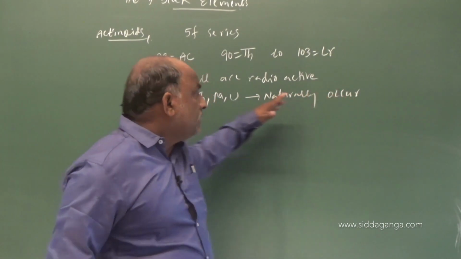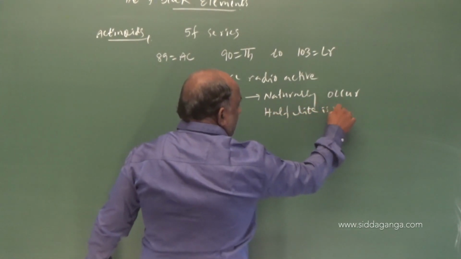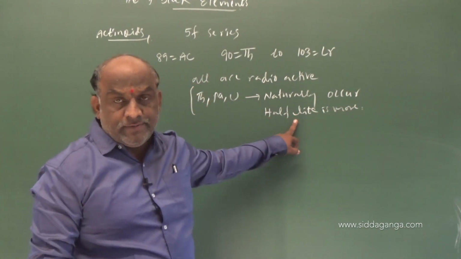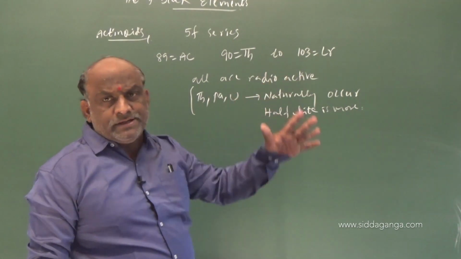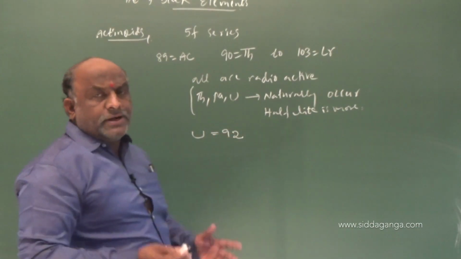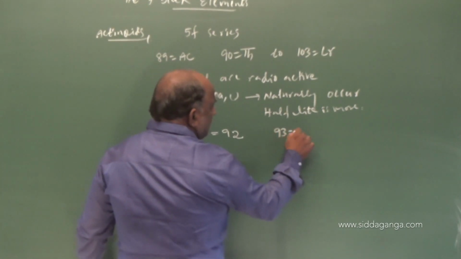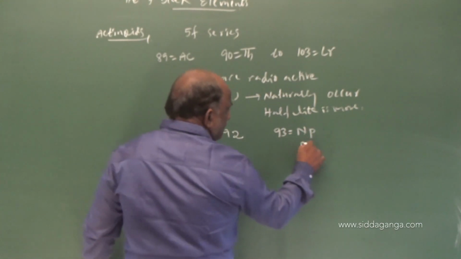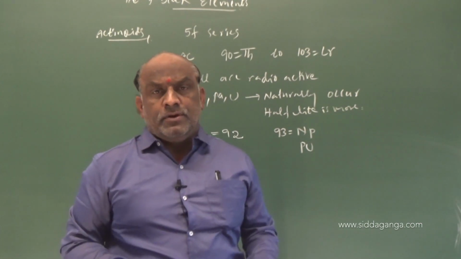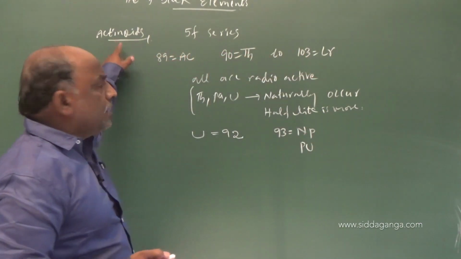Due to this, the half-life is more, because these are naturally occurring radioactive elements. After uranium, atomic number 92, if you go to 93, what is 93? 93 is neptunium, 94 is plutonium, 95 is americium, 96 is curium. 100 is fermium. So up to 103 belong to actinides only.